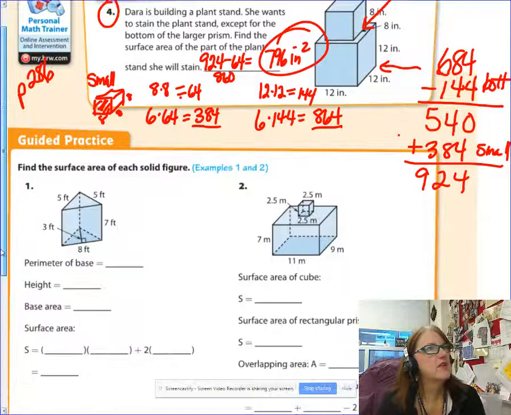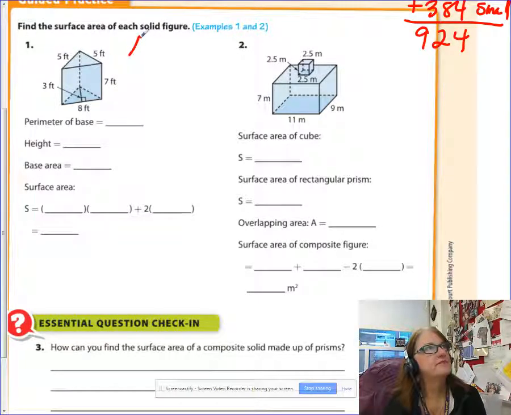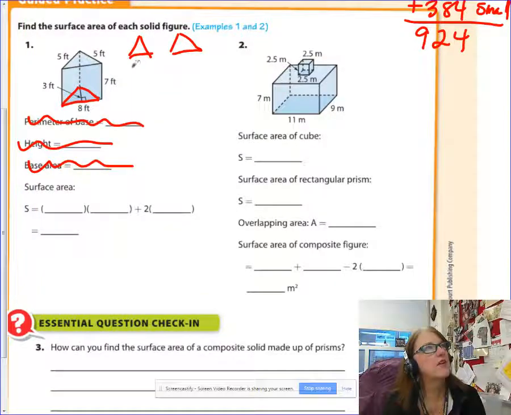Let's take a look at a few of these here. In the guided practice, I want to talk about this guy because it's a triangular prism. And here's what you've got. And I don't want to tackle it this way, okay? I want you to think of it this way. You have 2 triangles. They're exactly the same size, okay? And it's kind of hard to read this diagram down there, so that's why I'm redrawing it here. The bottom edge of the triangle is 8, and the height is 3, okay?